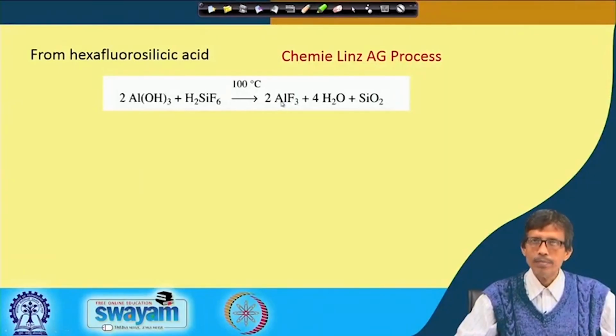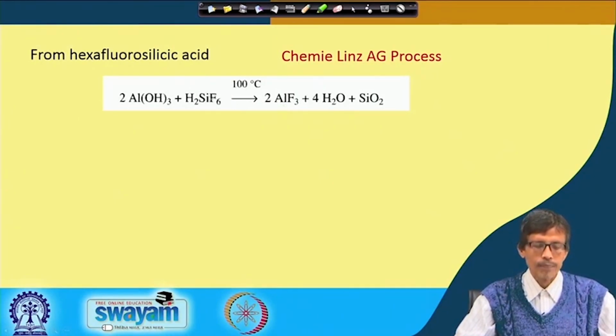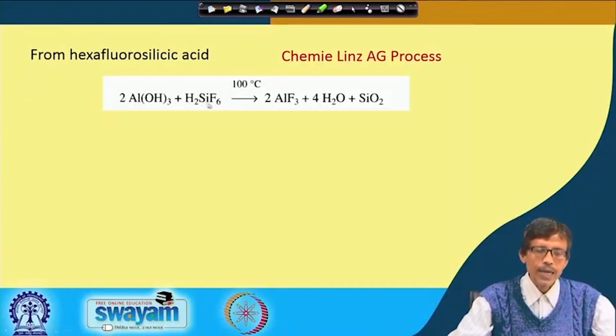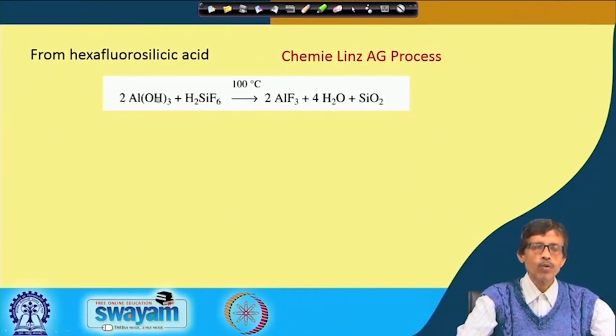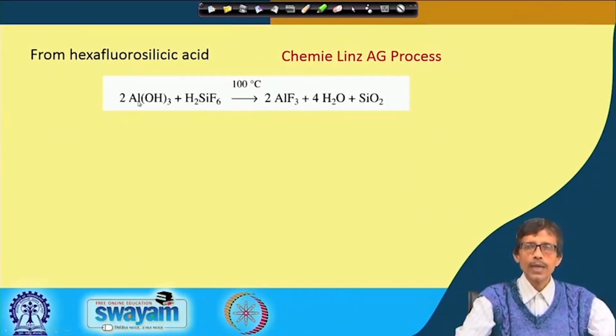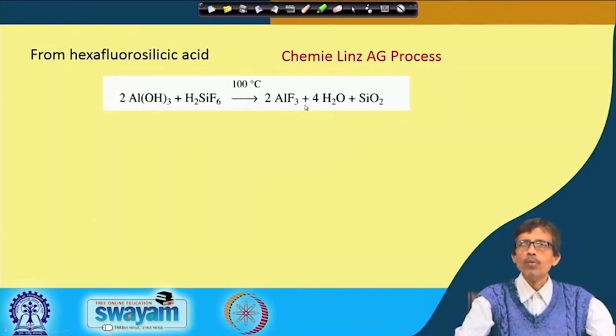So, very easily, basically without maintaining a very high temperature, the only expensive part of this reaction is the availability of your H2SiF6. That H2SiF6 is available over there, and the raw material, that means the hydrated alumina, you can directly use for conversion of this typical aluminum hydroxide to aluminum fluoride.